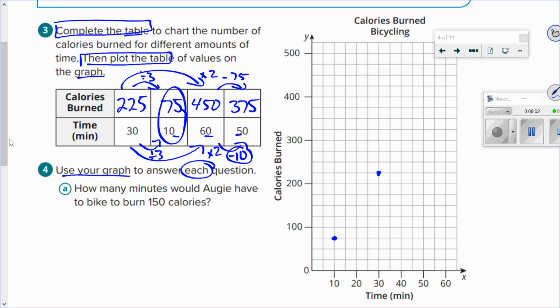50, 75, and just so you can see on YouTube what I'm doing, I always start at origin, come over to 50, and then I come up to 375. Make sure I do it right this class. Last class I was off by 1. Then my last point is 60 and 450. So again, I start at origin, I go over 60, then I come up to 450.